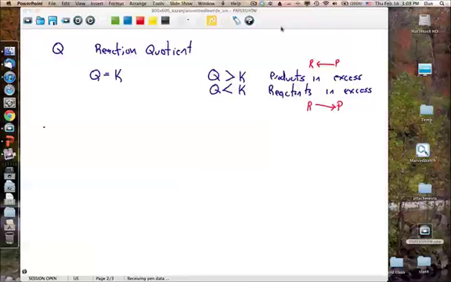Up to this point, we've used concentrations to tell us equilibrium constants. Now what we're going to do is use equilibrium constants to predict concentrations or partial pressures at equilibrium given a set of starting conditions. So let's take a quick look at an example.